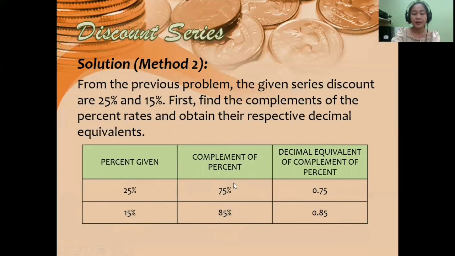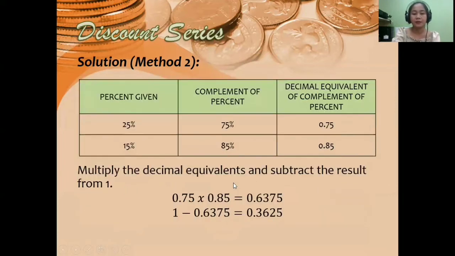Next step, after getting the complements of the percent given, what we will do is multiply the decimal equivalents and subtract the result from 1. So the decimals are 0.75 and 0.85. Multiplying these two values, the result is 0.6375 or 6,375 10,000ths. We have here tenths, hundredths, thousandths, and ten-thousandths.